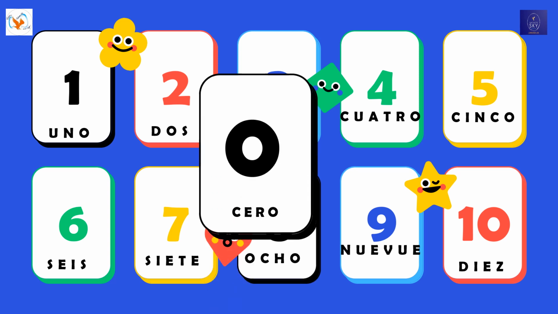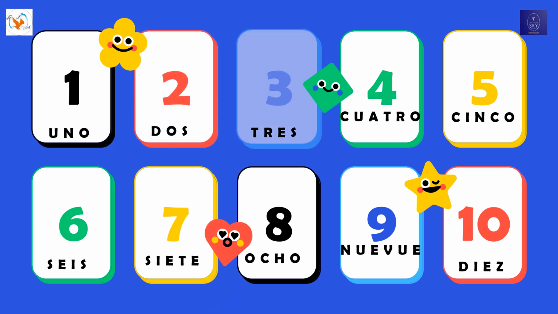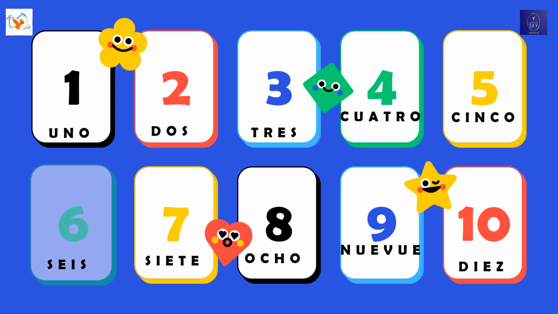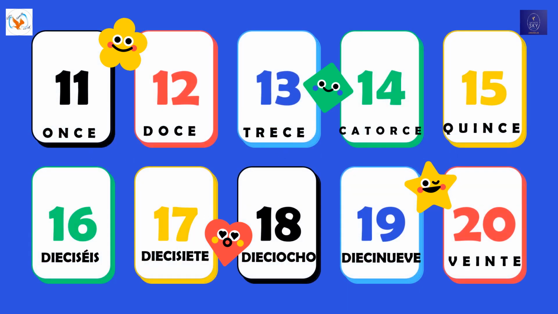Cero, uno, dos, tres, cuatro, cinco, seis, siete, ocho, nueve, diez, once, doce, trece, catorce, quince, dieciséis, diecisiete, dieciocho, diecinueve, veinte.